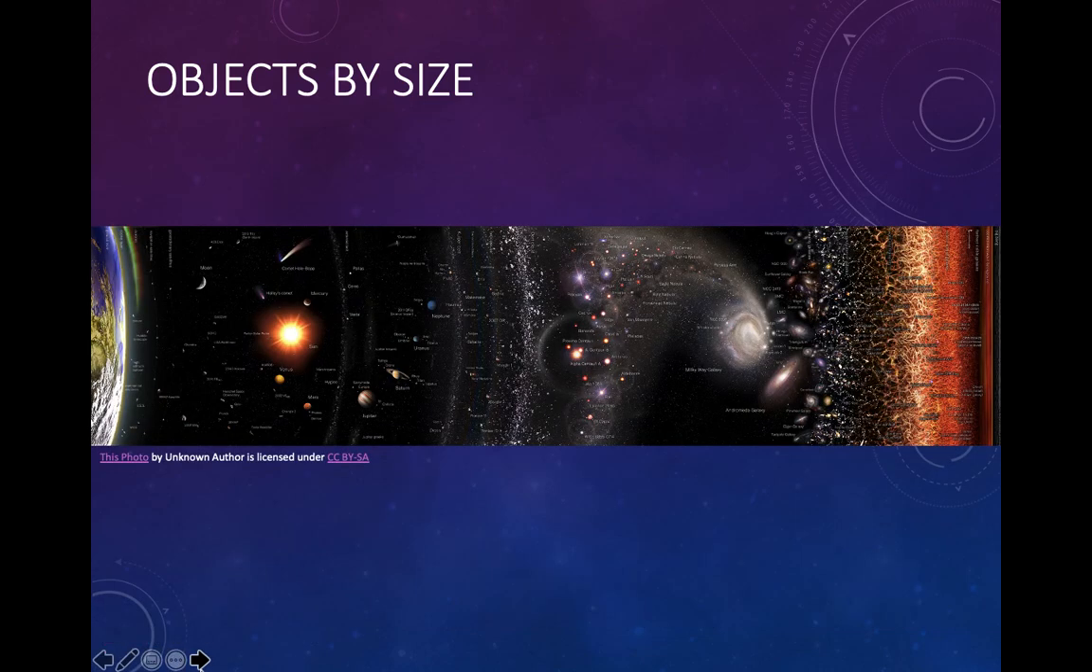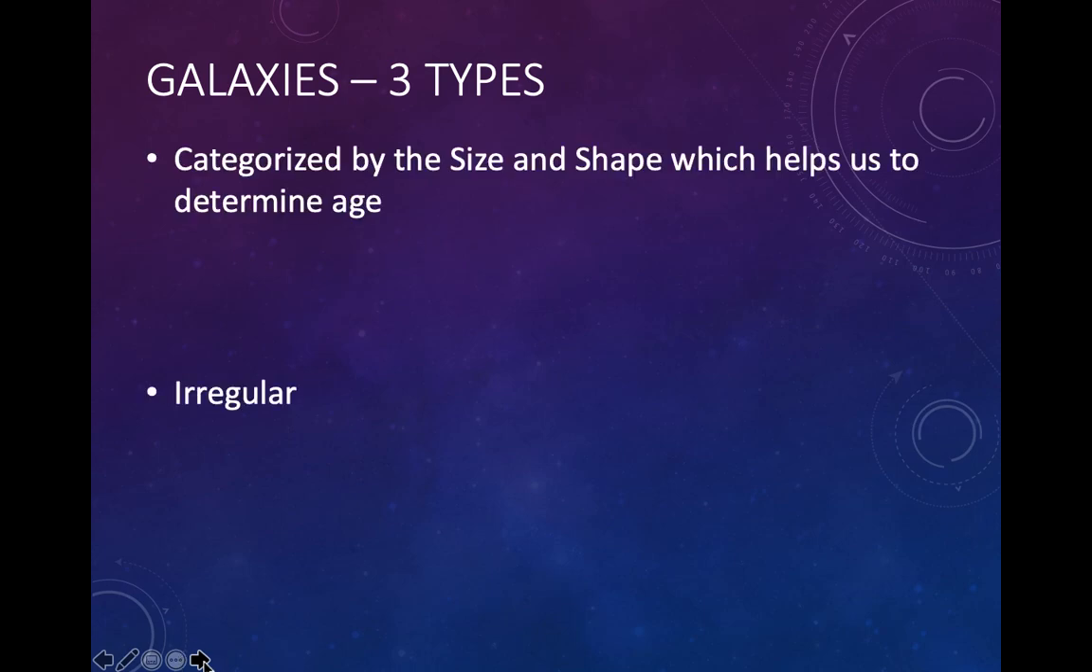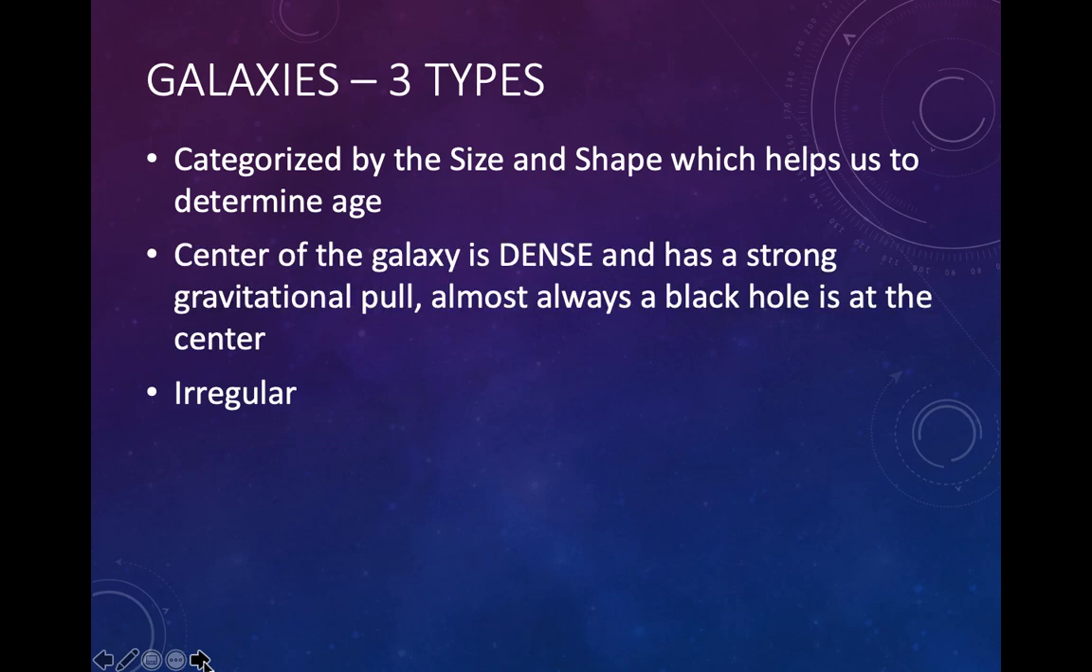So again, this is helping us understand all the different parts of our universe. There are three major types of galaxies. I don't know why it's going in weird order. And we determine them by the size and shape, which helps us figure out their age.